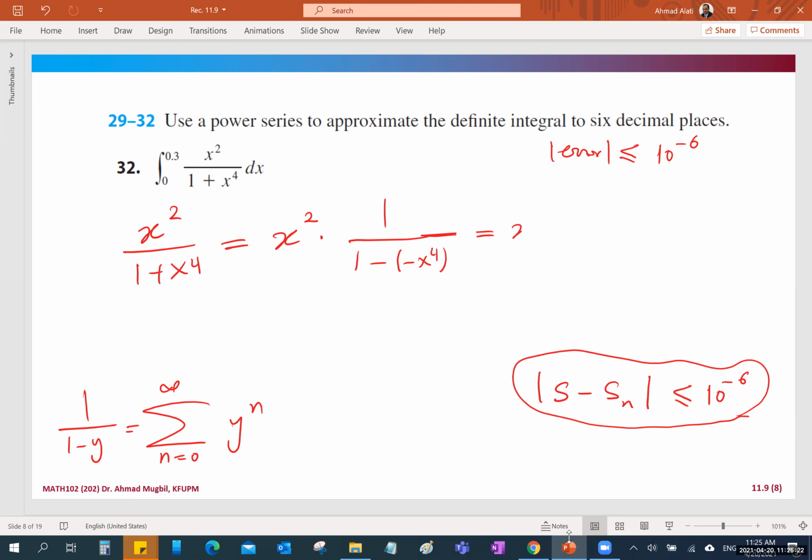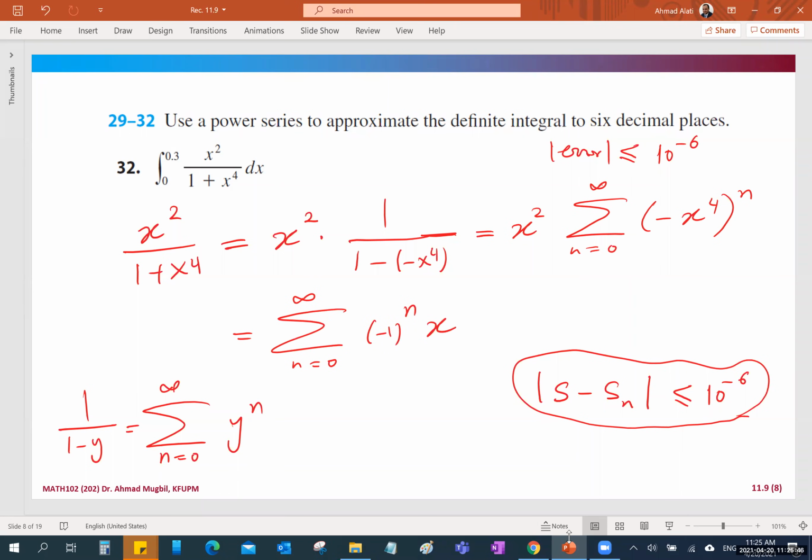Okay, so this will be x squared sigma n start from 0 to infinity of minus x to the power 4n, which will equal what? Which is equal to sigma n start from 0 to infinity of minus 1 to the power n times x to the power 4n plus 2. From where this plus 2 is coming? From this x squared. We multiplied each term by this x squared.